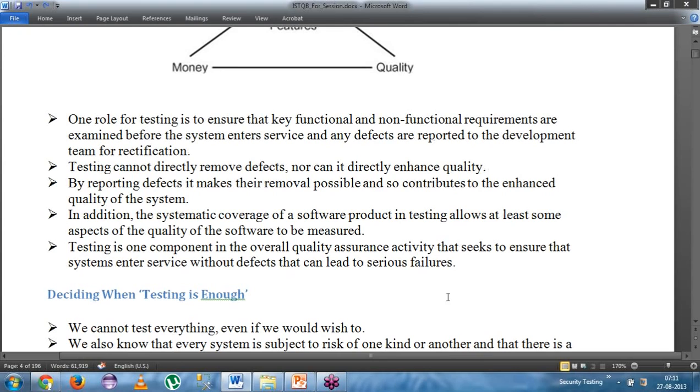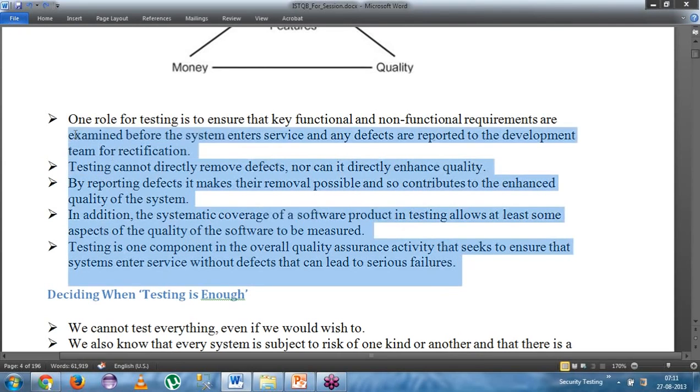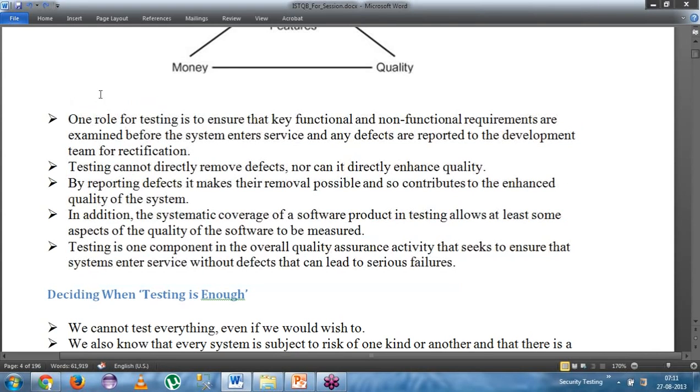Whatever I put in bullet points, even though it is a little bigger, we need to concentrate on these areas. From these areas you can directly or indirectly get a few questions. That is the reason why I have put in the bullet points here. So let's try and understand each one of these areas. First is the role of testing.